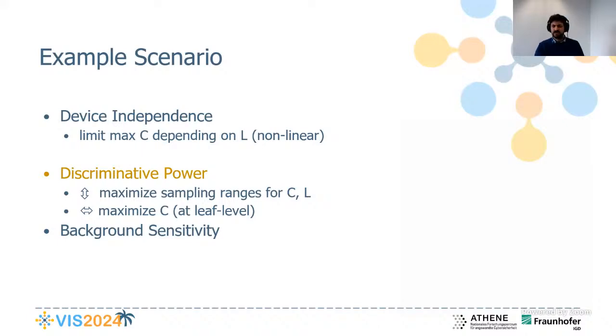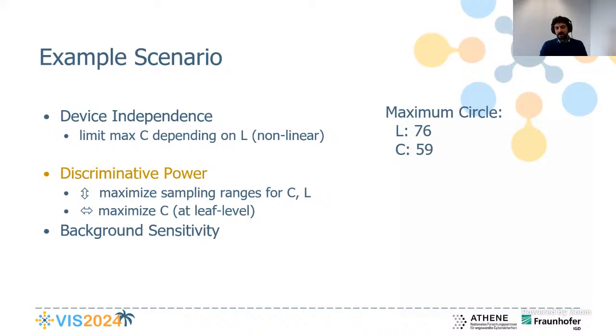But we can already see some conflicting criteria here. If our maximum chroma that we can use depends on the luminance, we cannot maximize both sampling ranges at the same time. And also, if we want to use the maximum chroma for a given hierarchy level, for example, the leaf level of the hierarchy, because that's usually the level with the most nodes on it, then we also need an appropriate luminance value for that level. Just to save you some time, the maximum circle that you can fit into sRGB has a luminance value of about 76 and a chroma of about 59.